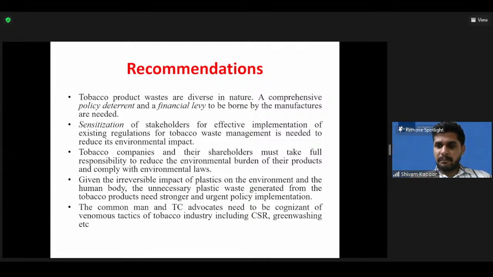When we talk about tobacco companies, the entire industry, I think the entire supply chain should be taking that onus on themselves, that they are responsible for contributing so much burden to the environment, and they should follow certain environmental laws. Also, the irreversible impact of tobacco product waste, majorly plastic, on the environment needs stronger policy implementation. And I think we as common public, common man should be aware of the various measures that the tobacco industry goes down to, and we should not be blinded by them.